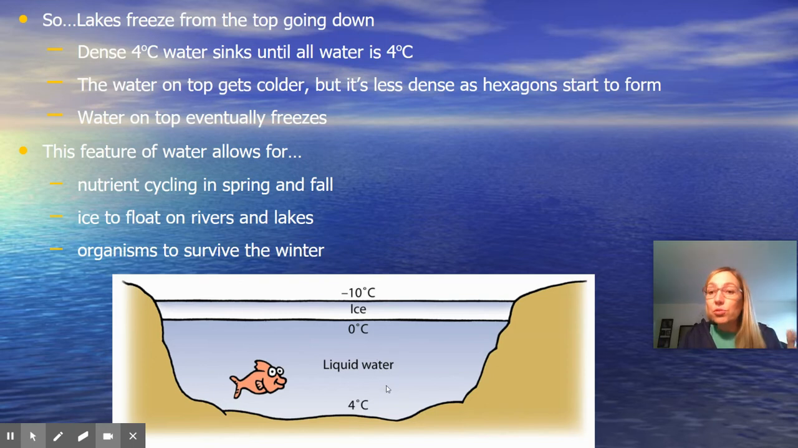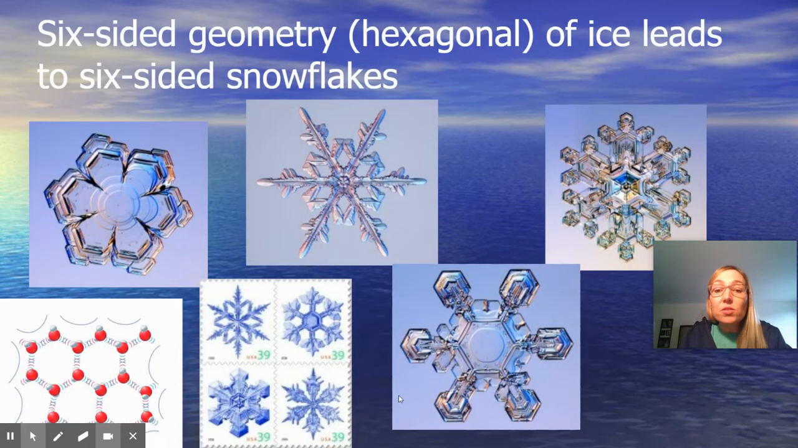And this allows for nutrient cycling through the water in the spring and the fall. It allows ice to float on rivers or on lakes, and organisms to really survive the winter down at the bottom of that lake at 4 degrees Celsius. It also leads to the six-sided geometry of snowflakes. So if we study our hexagons that are forming when ice forms, that hexagon in the solid state's the foundation for the formation of six-sided snowflakes and all of our unique snowflakes.